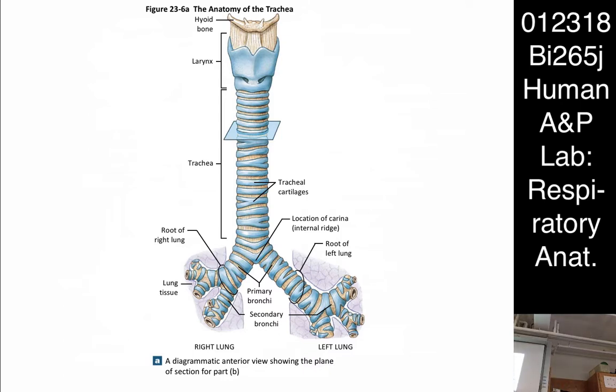Let's descend from the larynx. I had mentioned the carina. This is that internal ridge. There's this ridge of cartilage at the bottom of the trachea that breaks the trachea into these two primary bronchi, singular bronchus. They form the root of the lung.